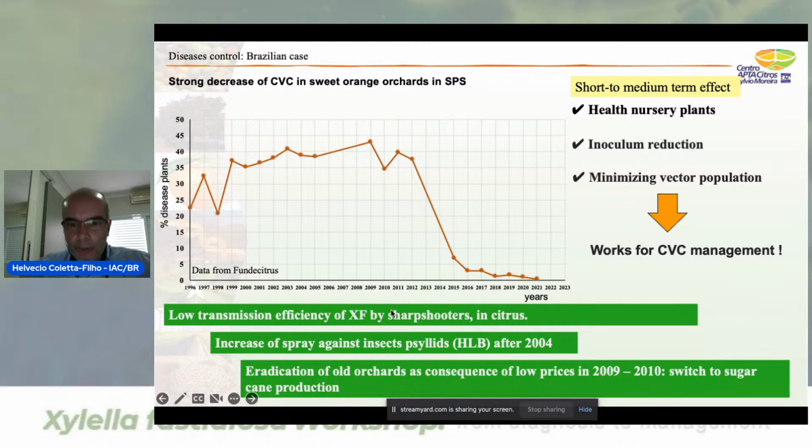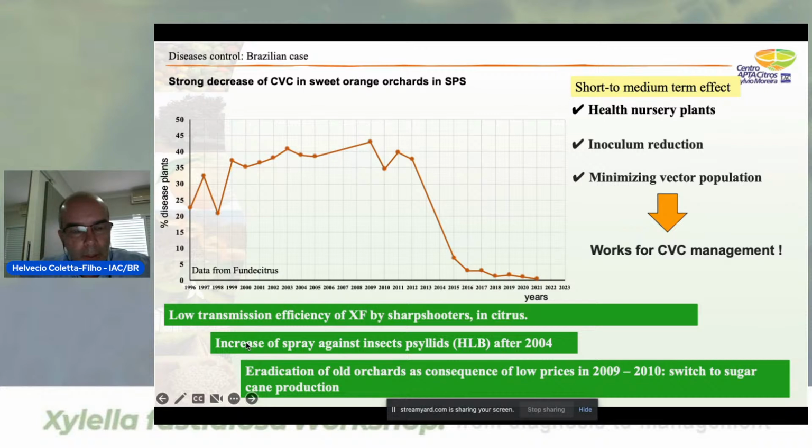And also, thinking about what Krugner and Maria talked about, the biology and the agricultural context in São Paulo State, when you're talking about citrus and Xylella, it's not as complicated as what you can find in California and in southern Italy, because you don't have a lot of alternative hosts for the sharpshooters, right? And also the farmers are not small farmers, they are a bit bigger farmers.